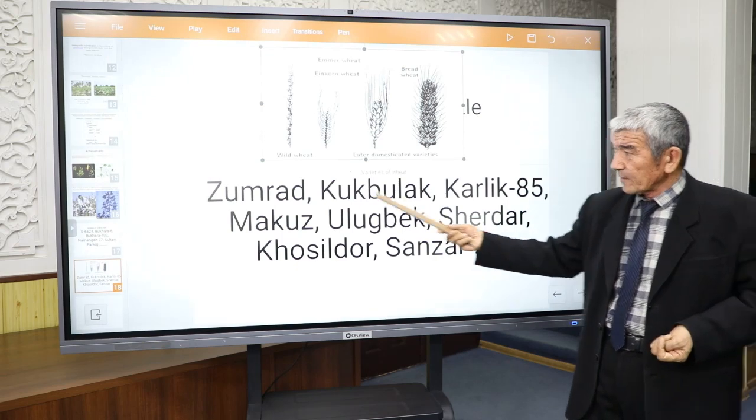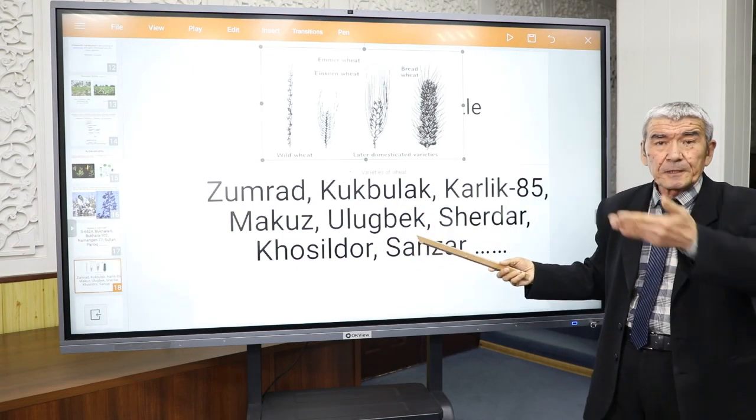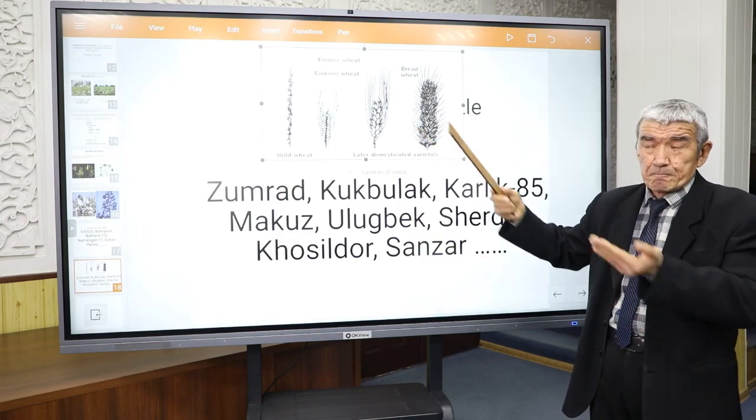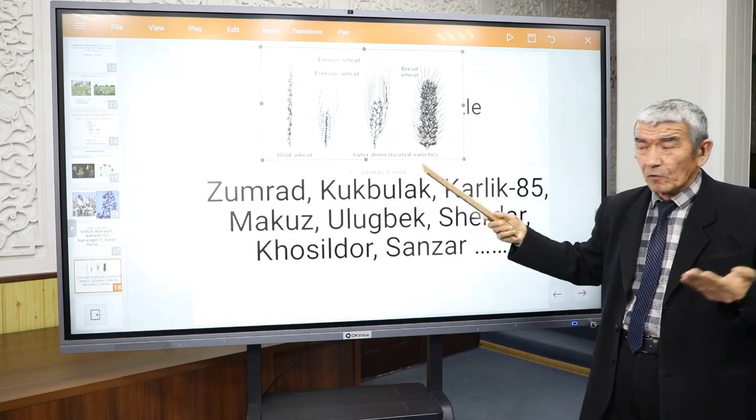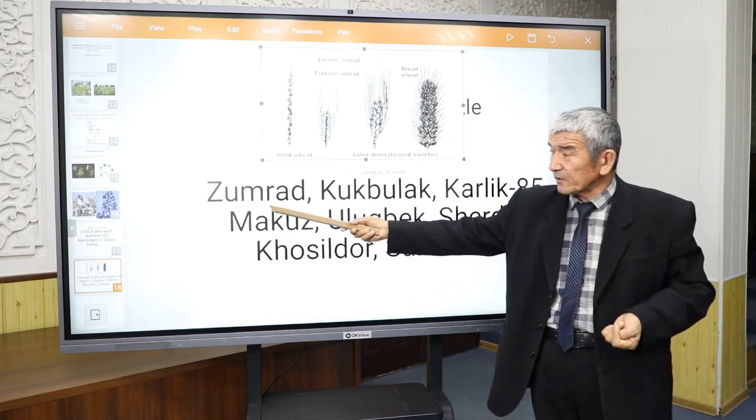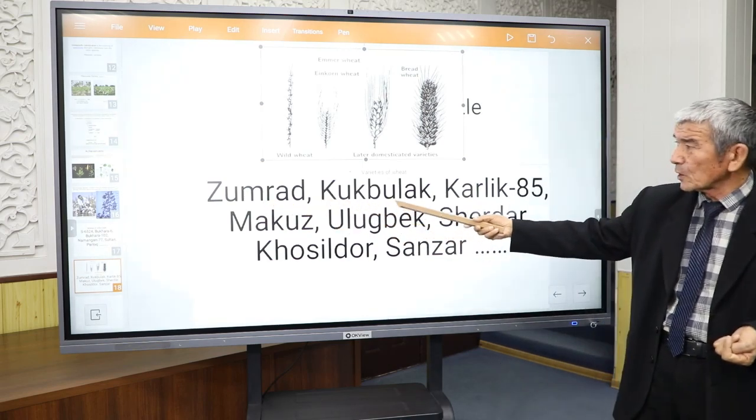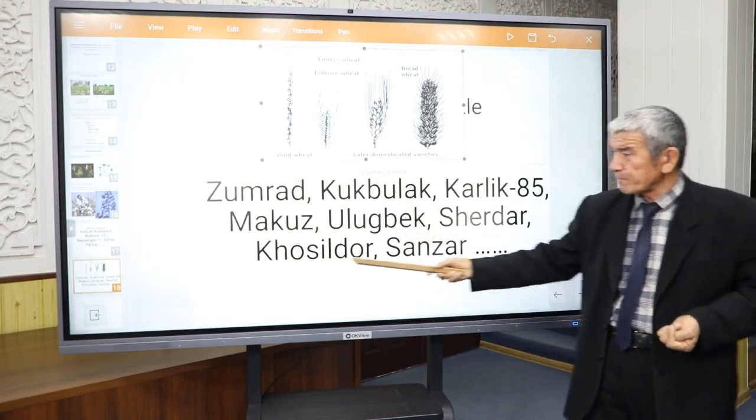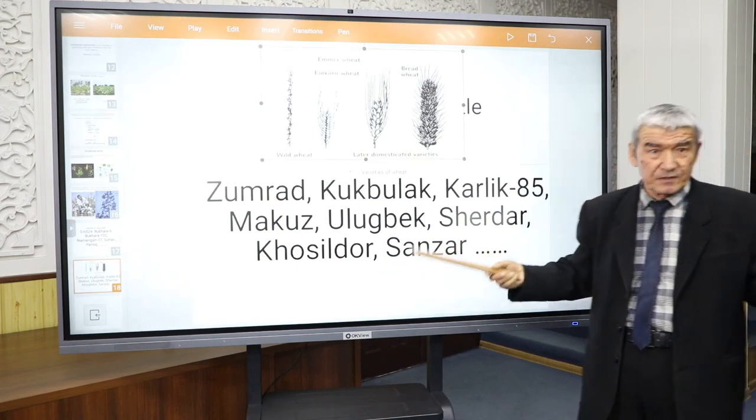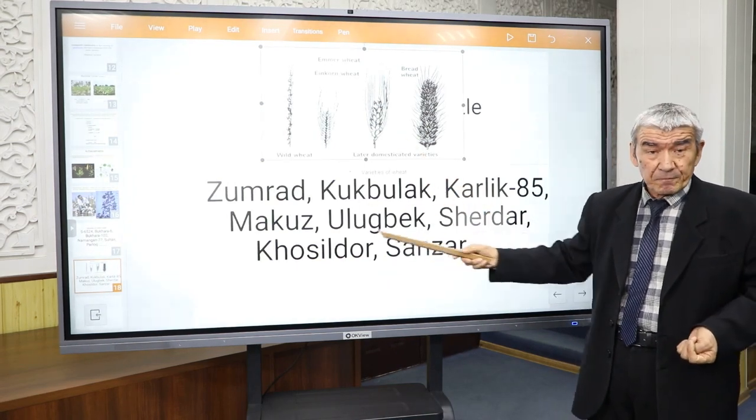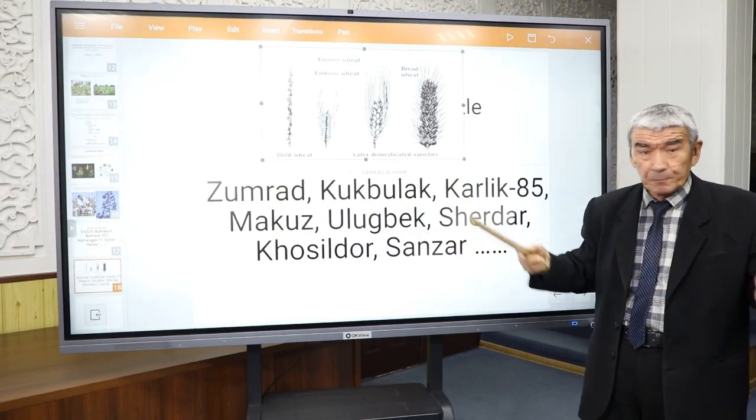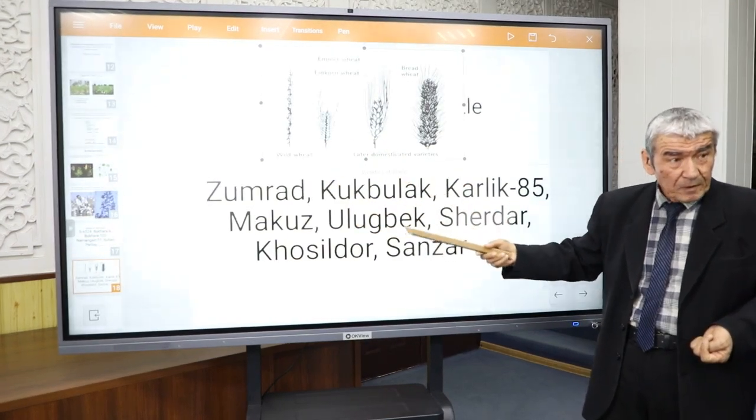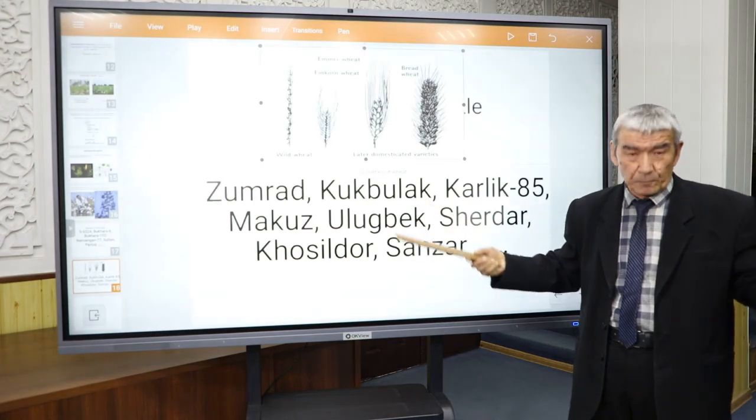Such kinds of varieties were developed by using these listed methods of plant breeding. They are the wheat varieties Zumrat, Kukbulak, Karlik 85, Makus, Ulukbek, Sherdor, Hasildor, Sanzar, and others. This example will be repeated again with the examples of cotton plant, corn, barley, and other agricultural crops.